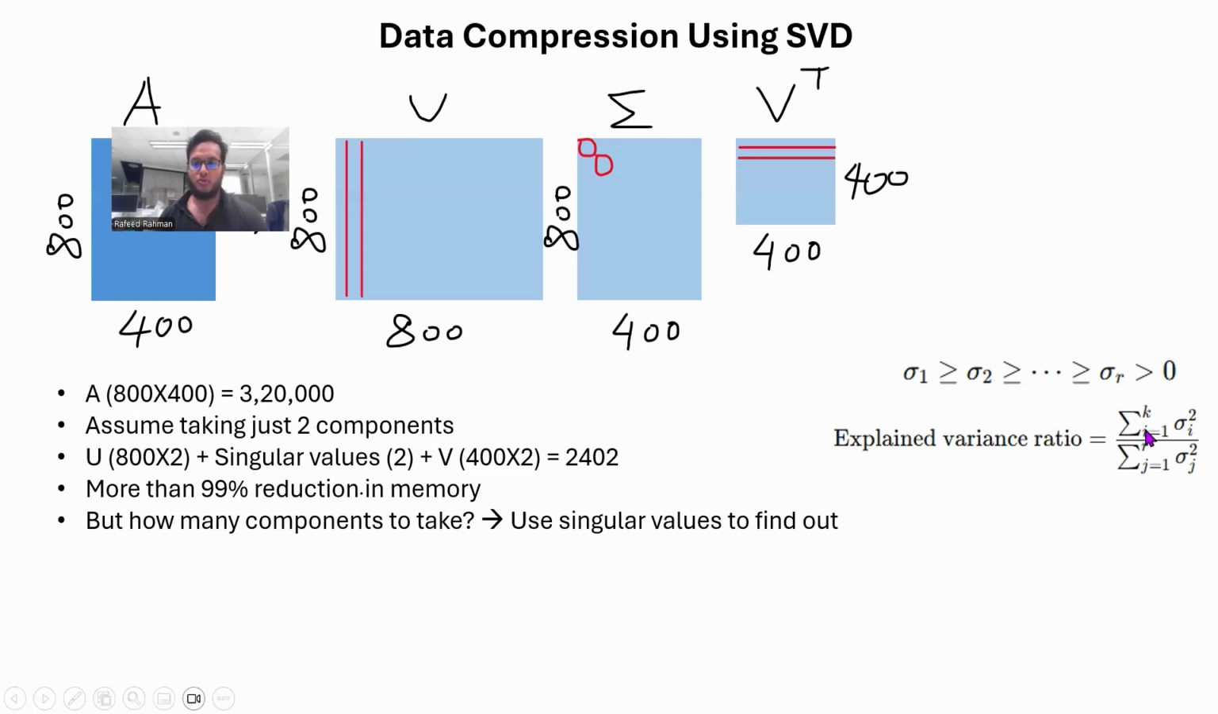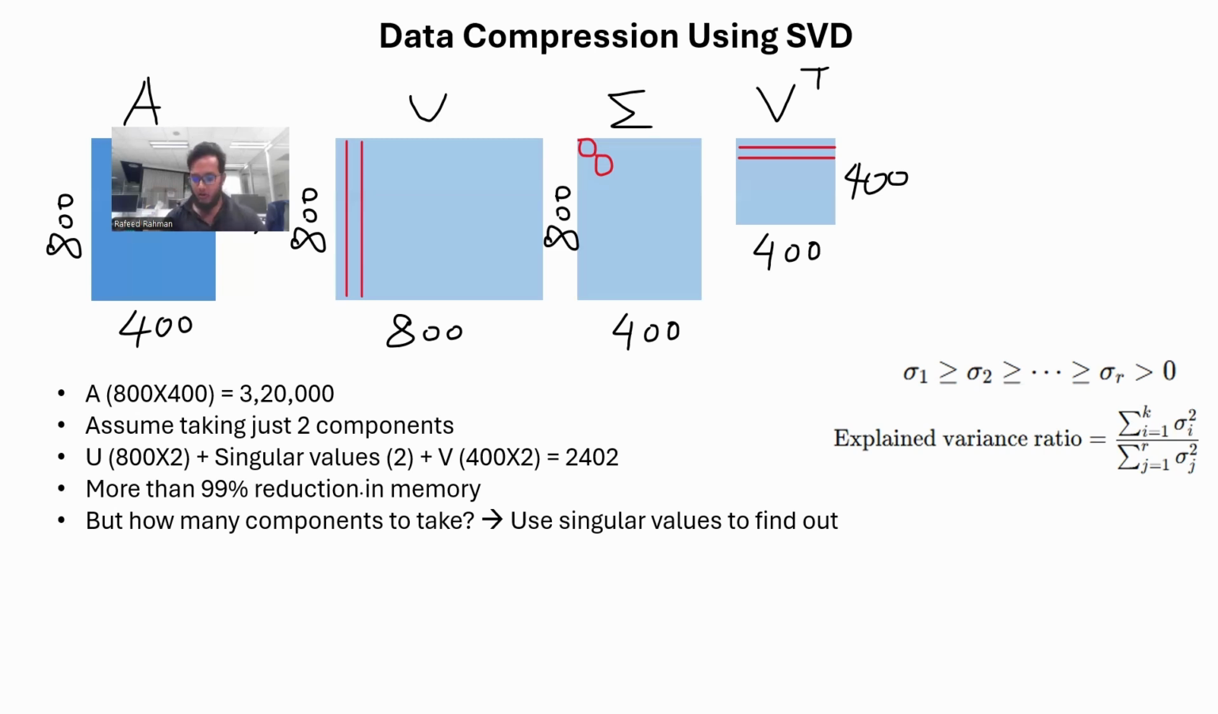Now, if we want to understand the explained variance of the data or the image using maybe the first two components only, we are going to add sigma 1 square, that means singular value 1 square, plus sigma 2 square, and we are going to divide it by all the sigmas squared. Suppose that gives us a number, say 0.8. That means 80% of the variance of the image has been explained by the first two components only, right?